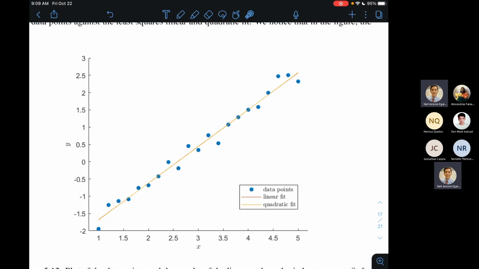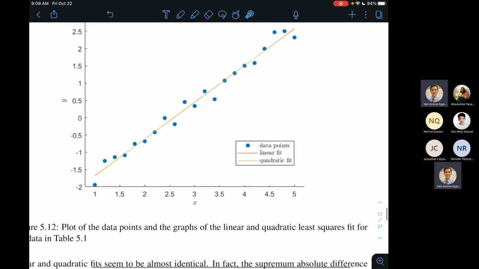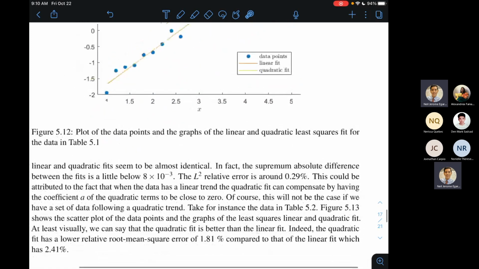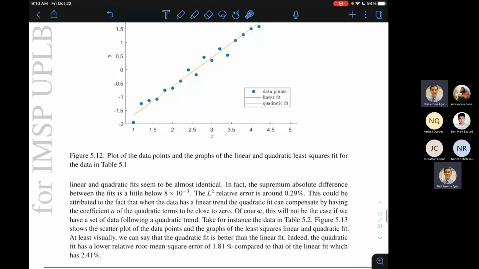So, pwede mong palakihin yung class of functions para ma-capture ang iba-ibang mga trends ng mga data. So, ibig sabihin, yung na-develop natin sa quadratic least squares fit, it can be used whenever your data has a quadratic or a linear trend. Kasi nakaka-capture niya yung quadratic polynomials of degree less than 2. However, the converse doesn't happen, as we will see later. But before that, let's take a look at how different are the linear and the quadratic fit that we got.